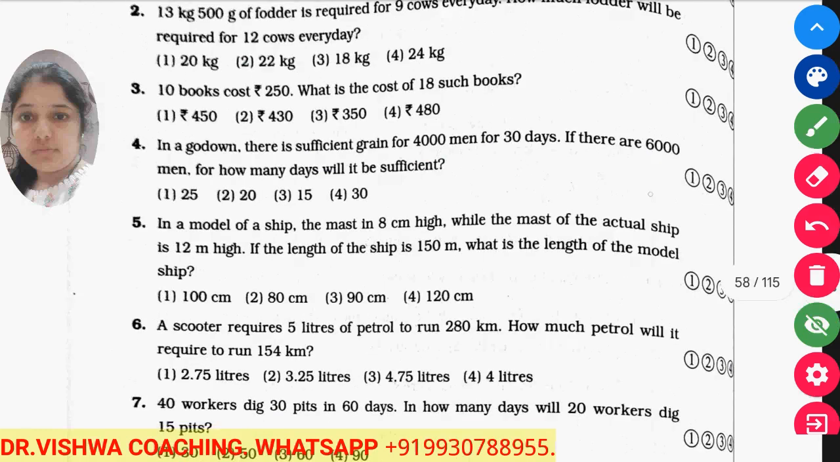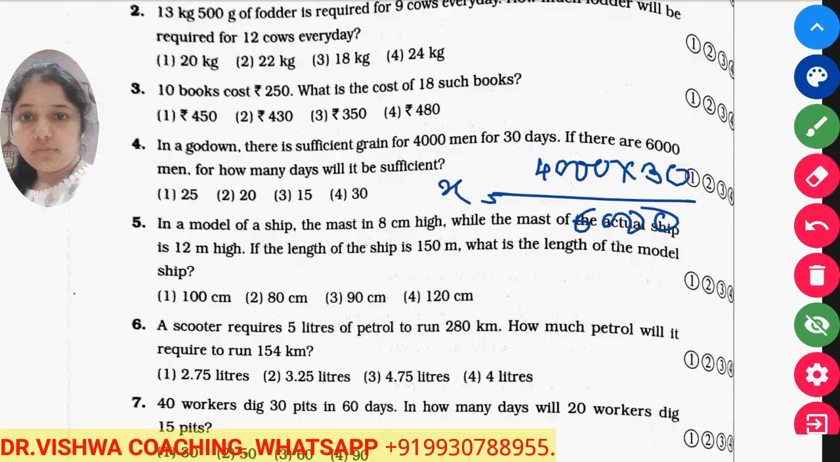So see, 4000 multiplied by 30 divided by 6000 is your answer. Now divide. This 30 will get cancelled with this 30. So 3 ones are 3, 3 twos are 6, 2 ones are 2, 2 twos are 4. So it will be sufficient for 20 days. Now see, this is the method to solve the indirect variation.